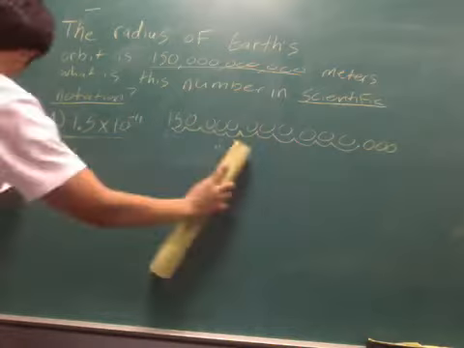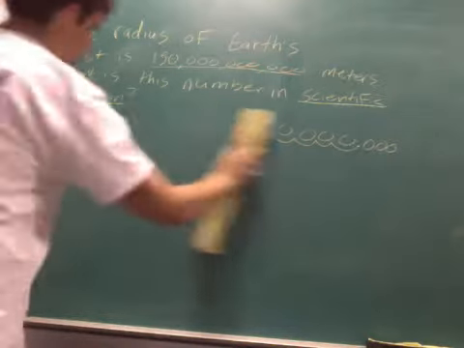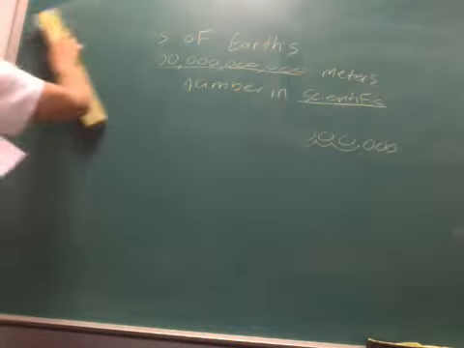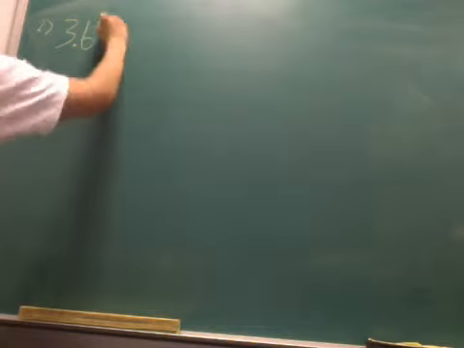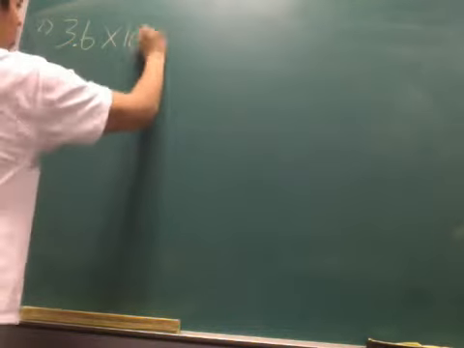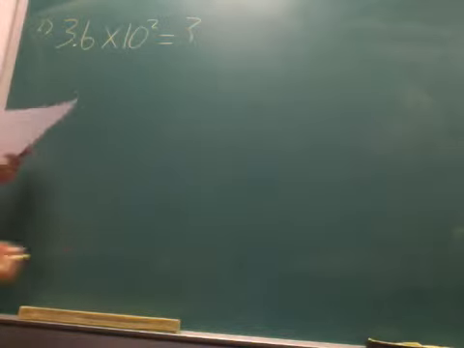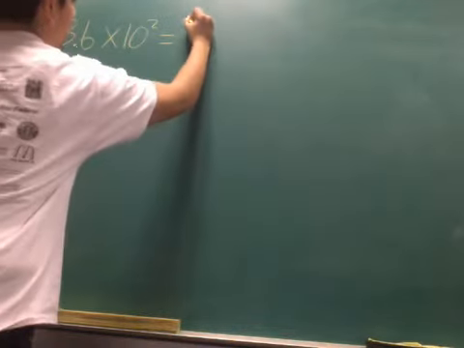Alright, the next problem is on scientific notation also. Okay, this one actually includes a negative exponent. This is number 2. So number 2 simply says 3.6 times 10 to the second equals what? That's a question mark. Equals what?